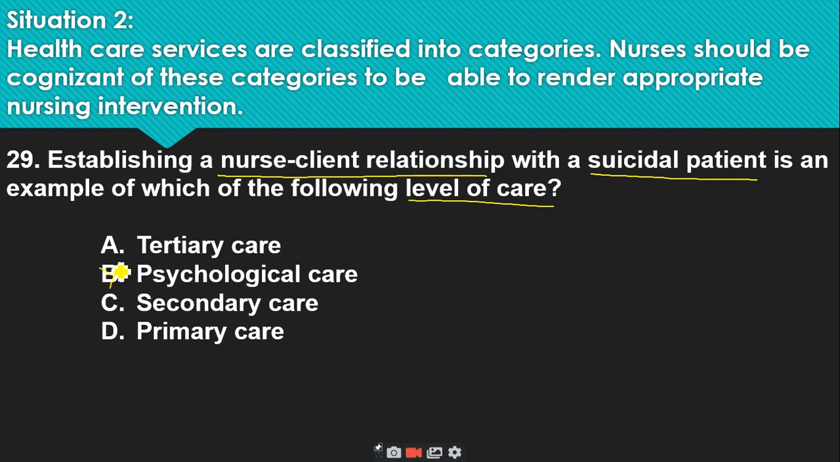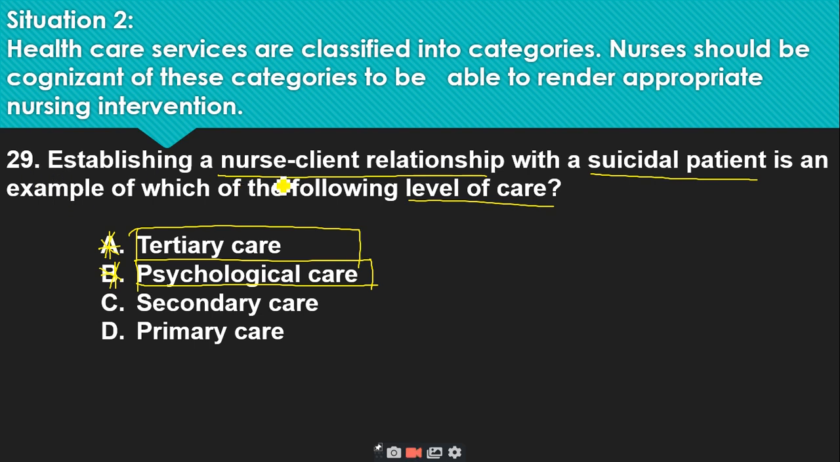Eliminate immediately letter B because there's no such care as psychological care, since we have three levels only: primary, secondary, and tertiary. And also eliminate letter A, tertiary level, because in this case we are not rehabilitating a patient, but we need to treat the patient. So that's the best answer.